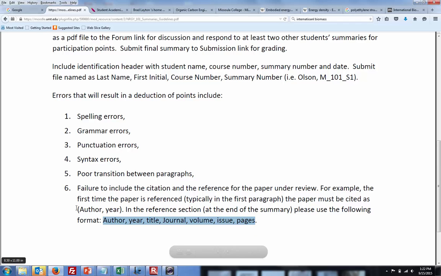In your first paragraph, I want to see the author and the year. A lot of you guys are writing a paper and you don't even tell me what paper it is. I have no idea what paper you're talking about. Put the title right there in the first paragraph so I know, hey, I read this paper by this author written last year, and here's what it says.